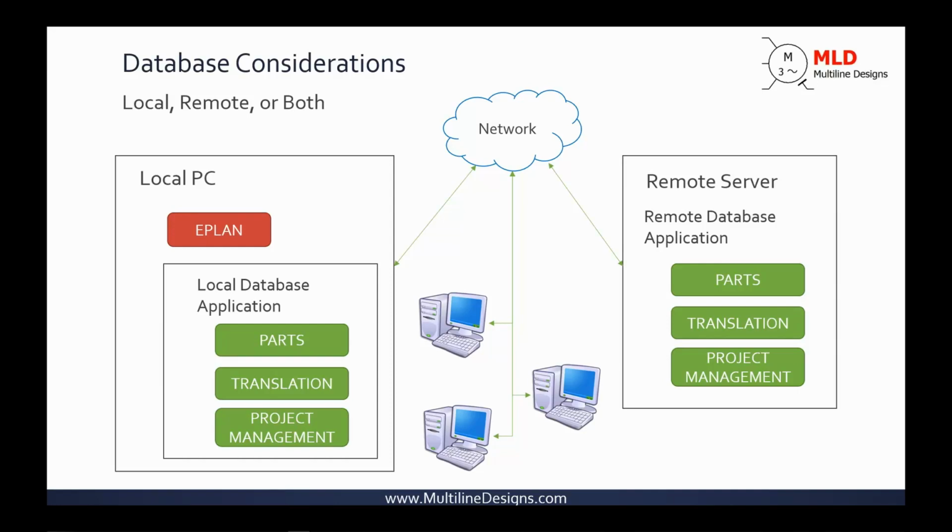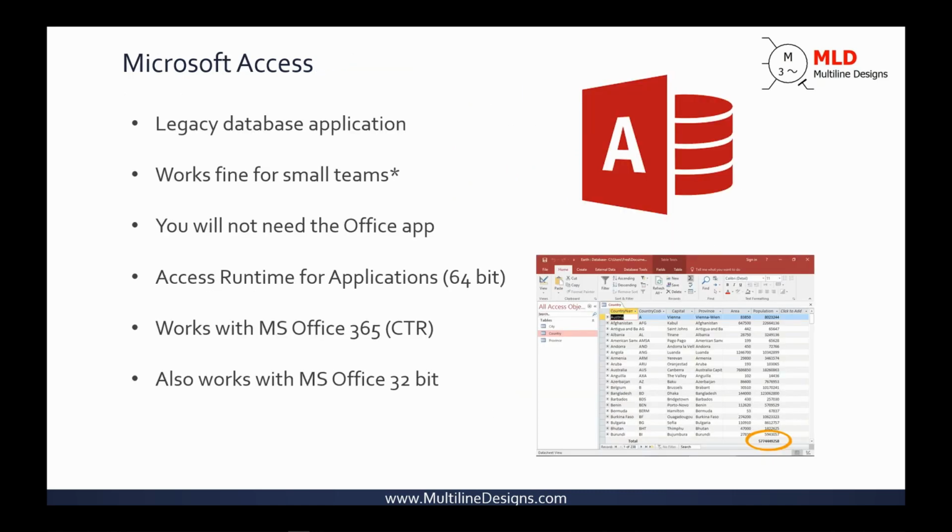So let's take a moment to look at the block diagram to get an overview of what this looks like. Initially, we install EPLAN to work as a standalone application on a single PC. In this scenario, EPLAN and the database application are installed on the local PC, as are the databases that EPLAN needs to work in a standalone environment. In addition, we can also connect the PC to a network and share a copy of our data amongst a team of users. Access is a legacy database application that has been used with EPLAN for many years. It still works fine for small teams, but I'll be honest, SQL is the better product.